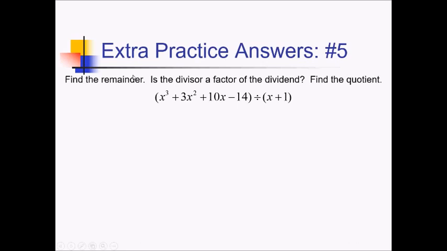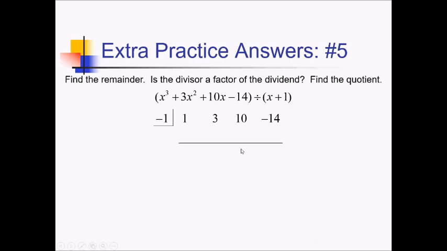For this problem, to find the remainder and all the rest of it, we're going to use synthetic division. So we start with the coefficients of our polynomial. So we have a 1 to start with because we have a 1x cubed there. And now we have a 3 for the x squared, a 10 for the x, and a negative 14 is our last coefficient. Our box number is going to be negative 1 because that zeroes out our divisor of x plus 1, so negative 1 box number.